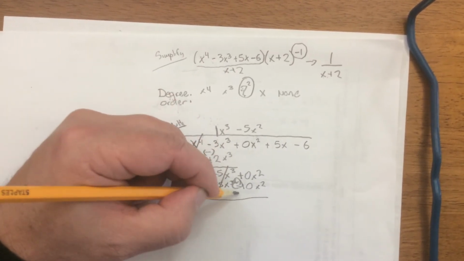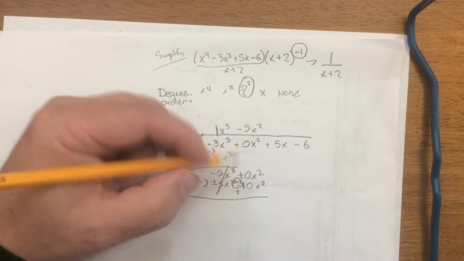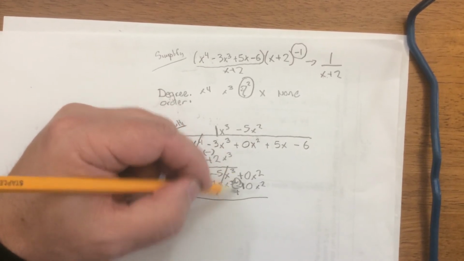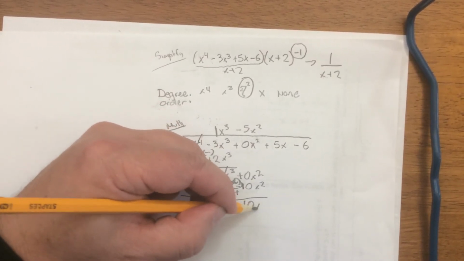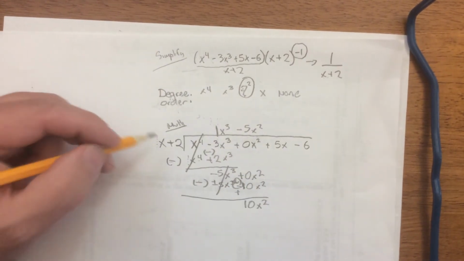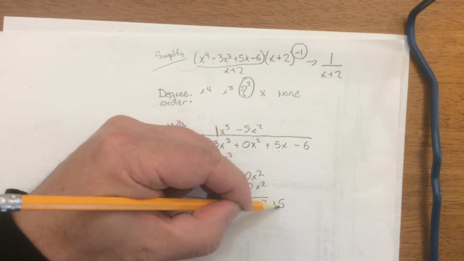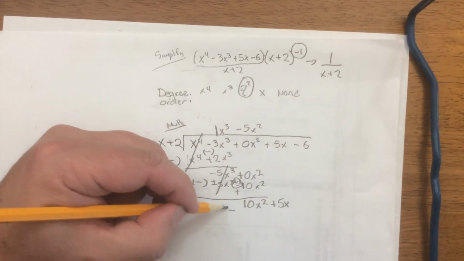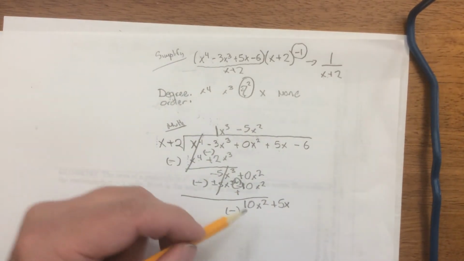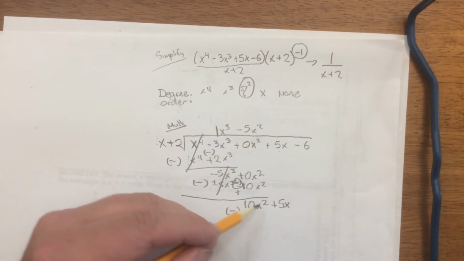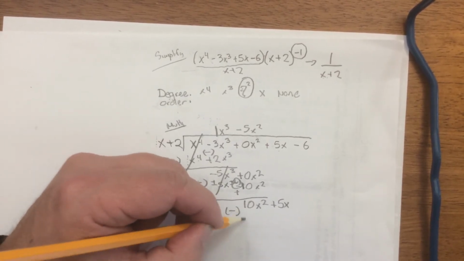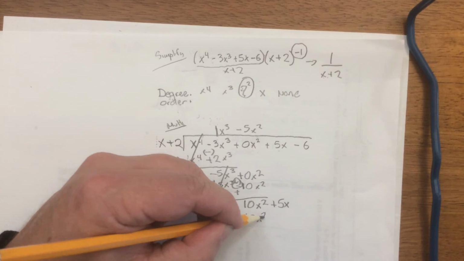You see I have 2 negatives, so it's a +10 now. So 0 plus 10 is 10. I get x squared. I'm not done yet. I still have a number to carry down. So positive 5x. I'm still subtracting. I've got to get this degree here to 0. While I'm subtracting, it's got to be a 10x squared.